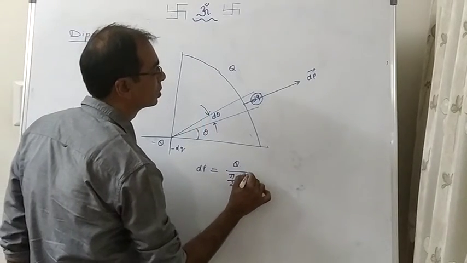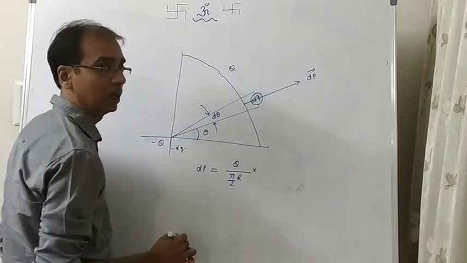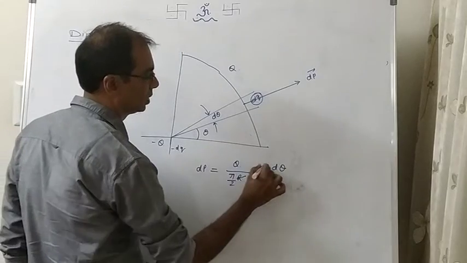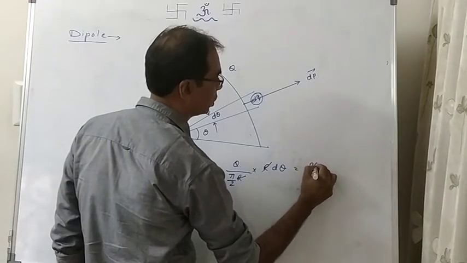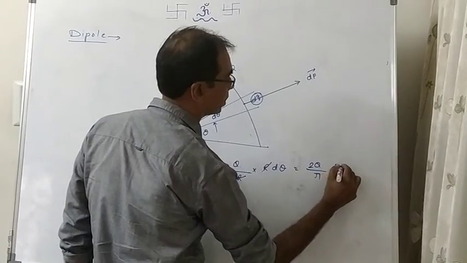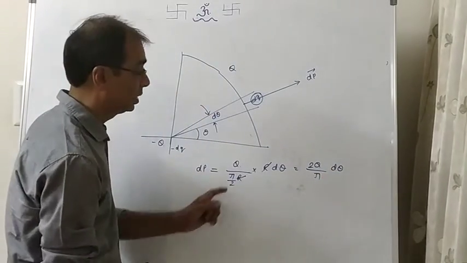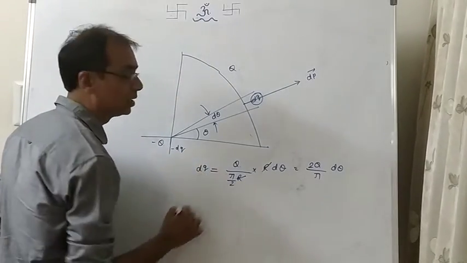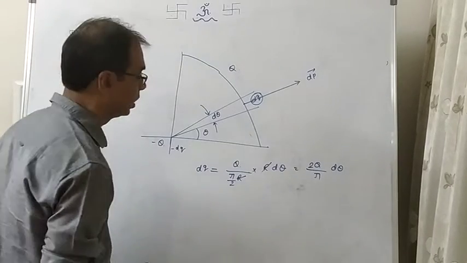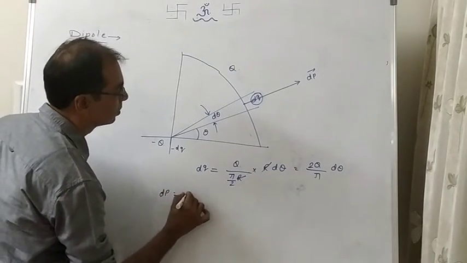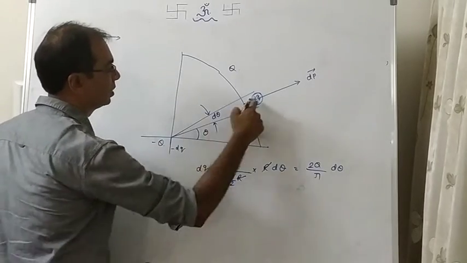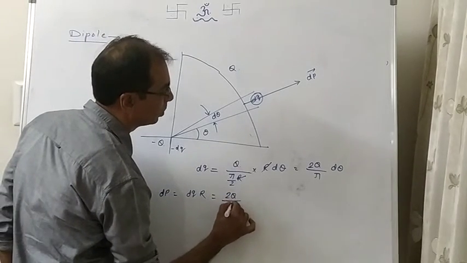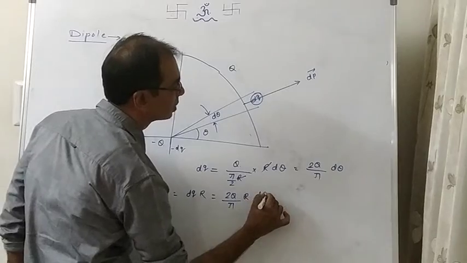So pi by 2r into length of this segment, r d theta. Okay, r gets cancelled. So what are we getting here? We are getting it as 2q by pi into d theta. Right? That is dq value. Sorry, this is just a dq, not dp. This is dq. dp will be dq into L. So dp is dq into what? R, because the length here, this is radius, r only. So what are we getting? 2q by pi r d theta.